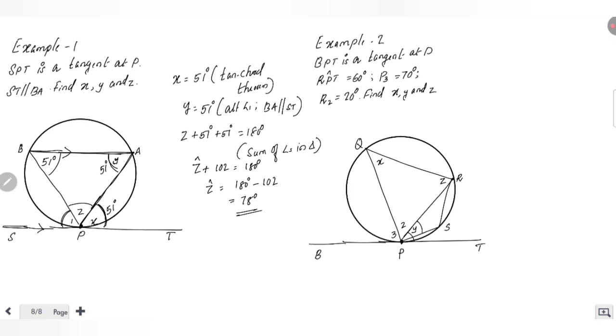So the tan-chord theorem is there, the parallel lines idea is there, and then the sum of the angles in a triangle is also there. That's how we got it. Mainly I'm showing here how to use the tan-chord theorem. Let's do another question, example number 2.